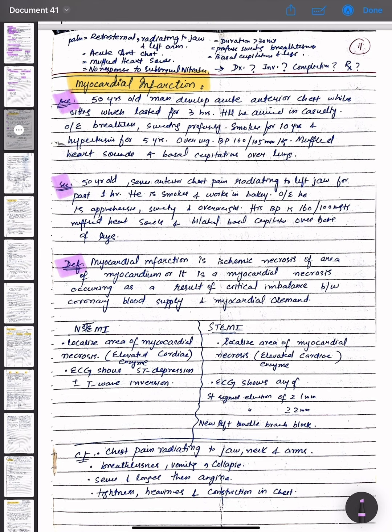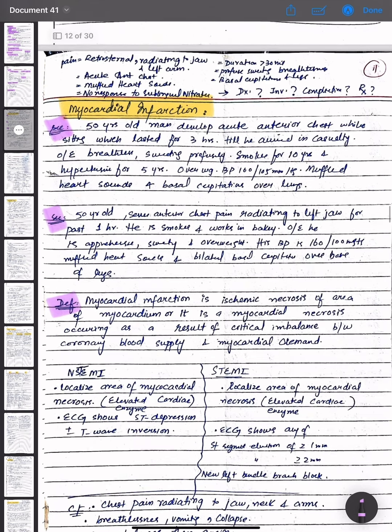Okay, let's discuss first the pain, that is retrosternal and radiating to the jaw and left arm. These are the diagnostic points: it is acute in the anterior chest, muffled heart sounds are present, there is no response to sublingual nitrates, the duration is greater than 30 minutes, and profuse sweating, breathlessness and basal crepitations are present. So what is the diagnosis, investigation, complication, and treatment?